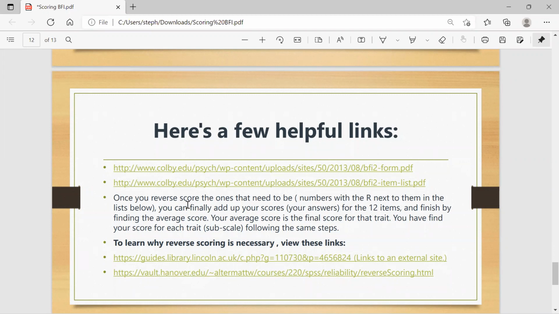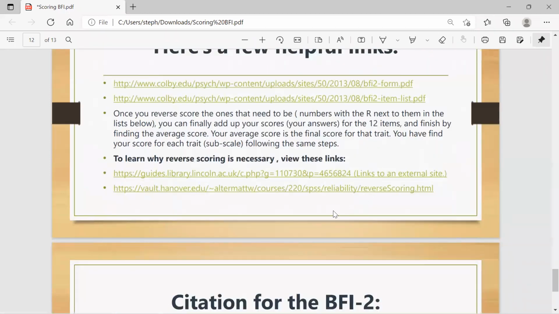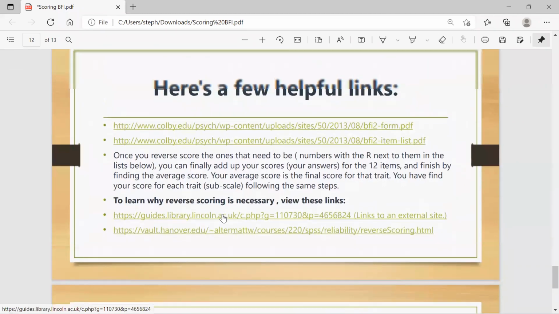Here are a few helpful links for the BFI specifically. Colby College does extensive research on the Big Five Inventory. Now, if you wanted to look at something else like loneliness, UCLA has a loneliness scale. I think I've put that up for you before. Also, to learn why reverse coding is necessary, all of this will be in your future modules, where you'll learn about why it's important to actually ask things in a reverse order.